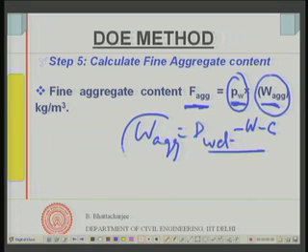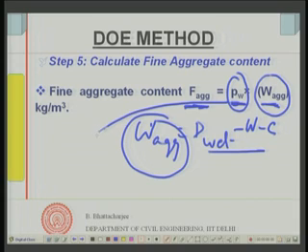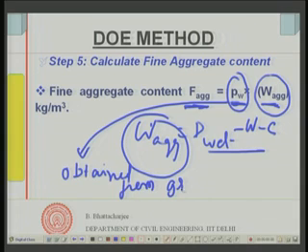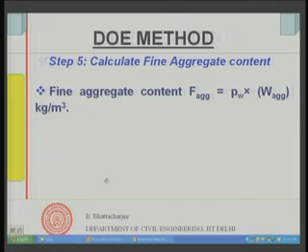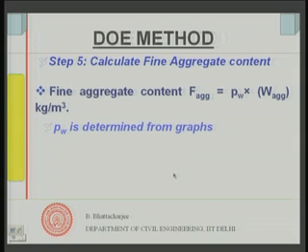So, W aggregate being known, multiplied by Pw obtained from the graph, and I just have the fine aggregate value. So, this is how I determine the fine aggregate. Having determined the fine aggregate, I can find out the coarse aggregate, simply W aggregate, total aggregate, minus the fine aggregate. So, water, cement, coarse aggregate and fine aggregate, all these things are now known to me.